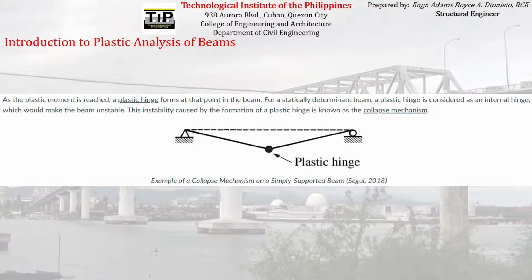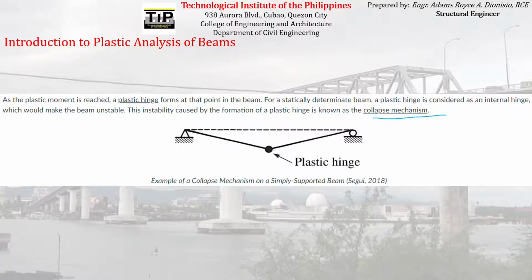So ano yung plastic hinge na yan? As the plastic moment is reached, a plastic hinge forms at that point in the beam. For a statically determinate beam, a plastic hinge is considered as an internal hinge which would make the beam unstable. This instability caused by the formation of a plastic hinge is known as the collapse mechanism.